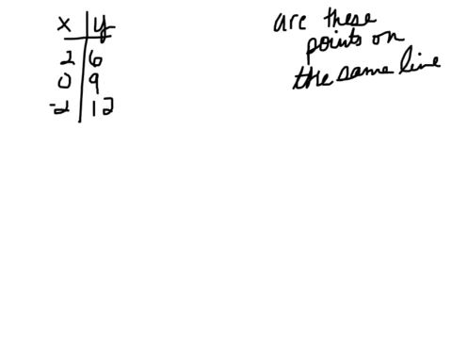Isn't the slope the change in the y's over the change in the x's, right? Okay. So here's how I can know if they're on the same line. If the slope is the same between any two sets of points, then we would know these are all on the same line. So here's what we're going to do.